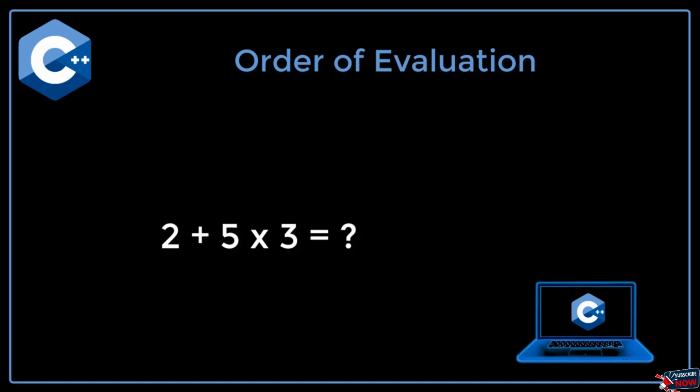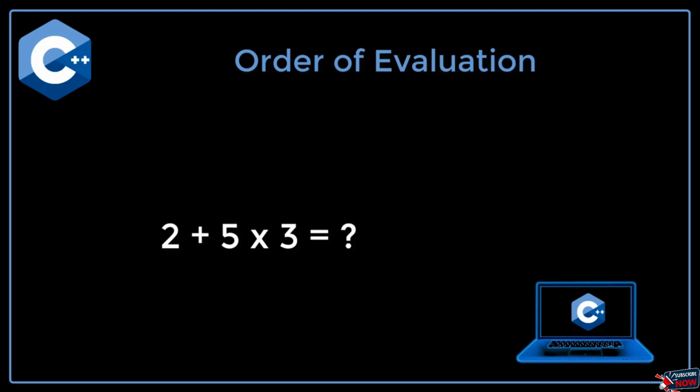2 plus 5 times 3, but no cheating, no computer or calculator. You can do this in your head or using a pen and paper. Did you come up with a value of 21? If so, believe it or not, your answer is incorrect. The correct answer is 17.